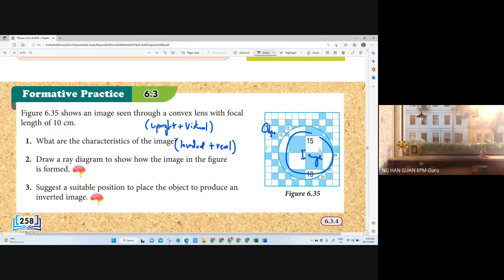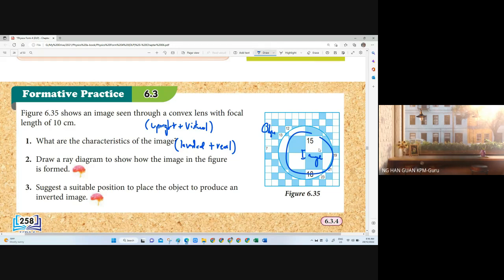Why do I keep mentioning the single lens? Because later on, when we learn about optical instruments, the optical instrument usually is formed by two lenses. With two lenses, the final image characteristic compared to the object will be different.